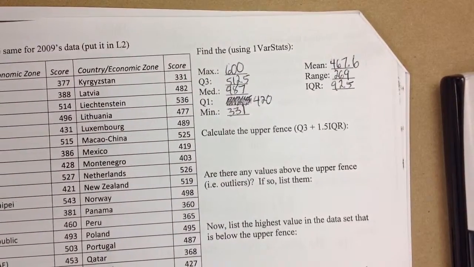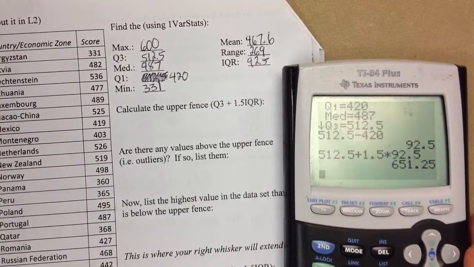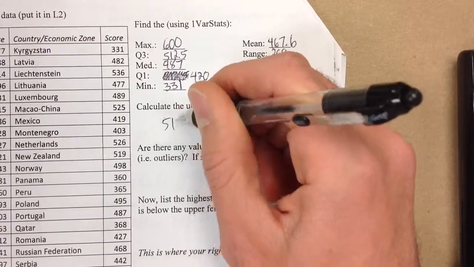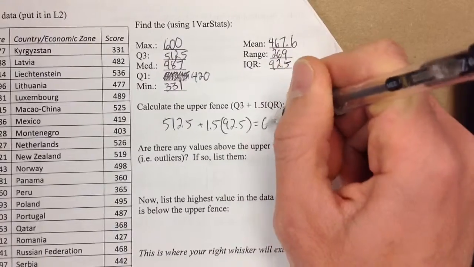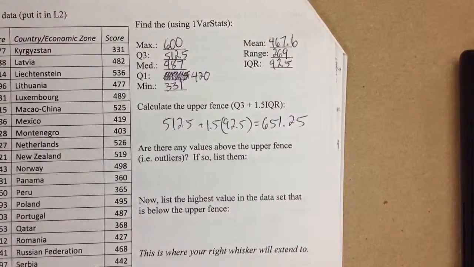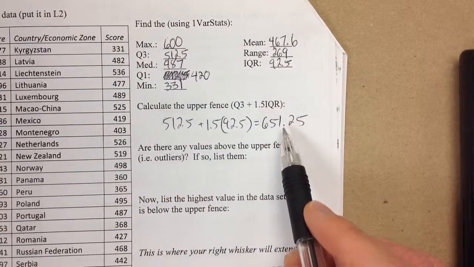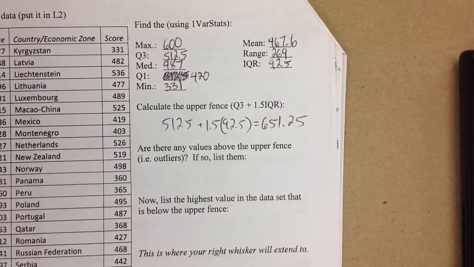Now let's do the upper fence. 512.5 plus 1.5 IQRs. So any value that's above 651.25 is going to be an outlier. Let's check our maximum. It's 600. That is not above the upper fence, so therefore we do not have any high outliers. We don't have any countries that are standing out so far on the high end that we would consider to be unusual and deserving investigation as being valid.